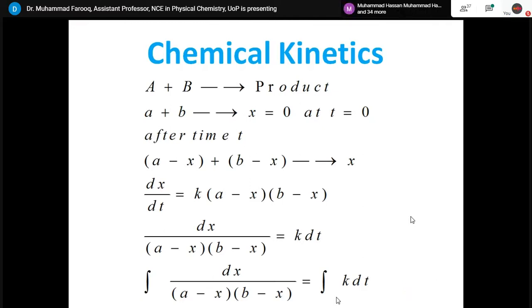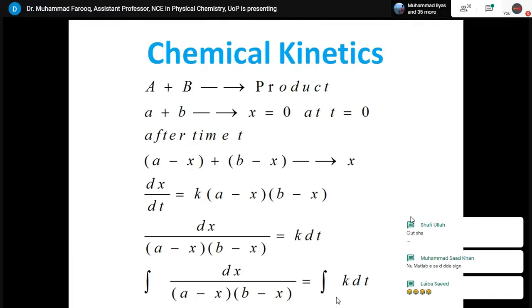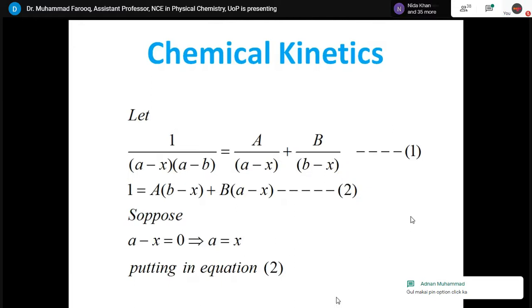So we can write dx divided by dt is equal to K into (A minus X) into (B minus X). Rearranging this equation, dx divided by (A minus X)(B minus X) is equal to K dt. Now, taking the integration of both sides, the integration of dx divided by (A minus X) into (B minus X) is equal to the integration of K dt. This is clear or not? Yes, sir. Okay, should I go ahead?